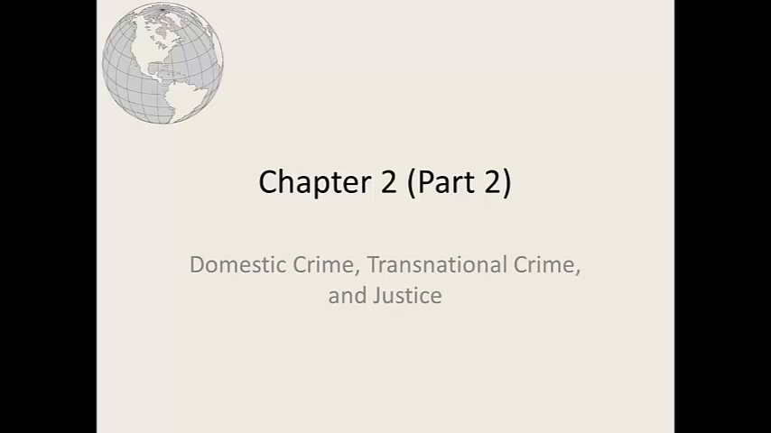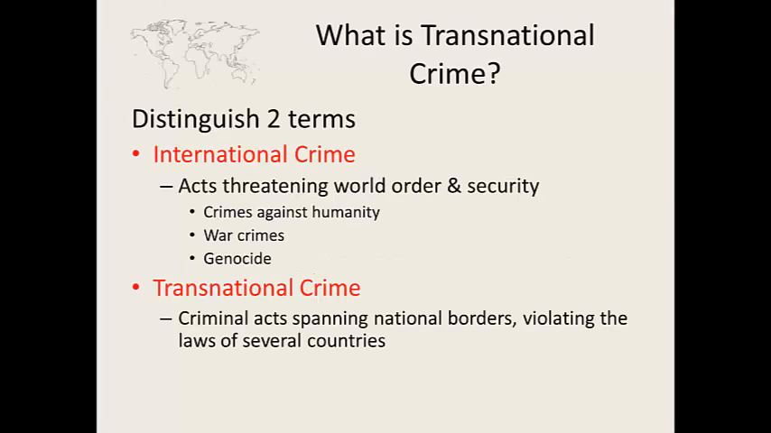Certainly there are still very many people interested in domestic crime and comparing domestic crime in 2 different countries, but increasingly we see comparative criminologists and others expressing a greater interest in transnational crime. And when we are talking about transnational crime, it's important for us to distinguish it from another term, international crime. Sometimes the two are used interchangeably, but increasingly it's important to distinguish between the two because they are really getting at 2 different topic areas.